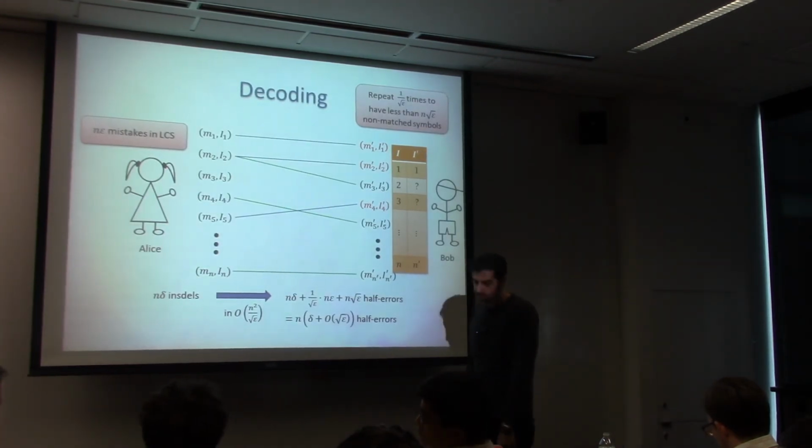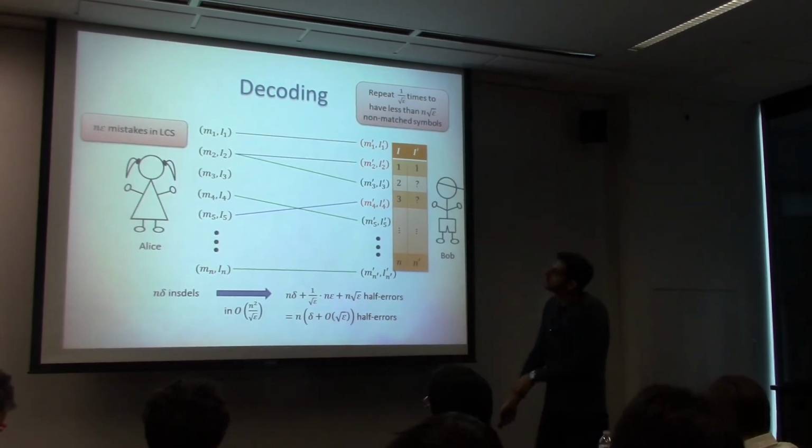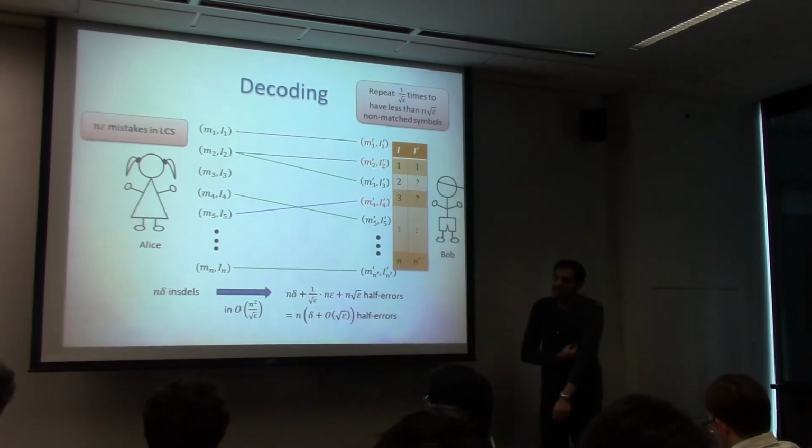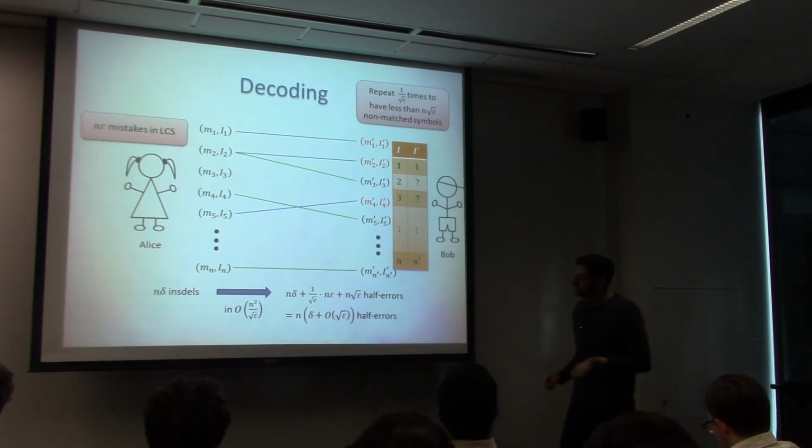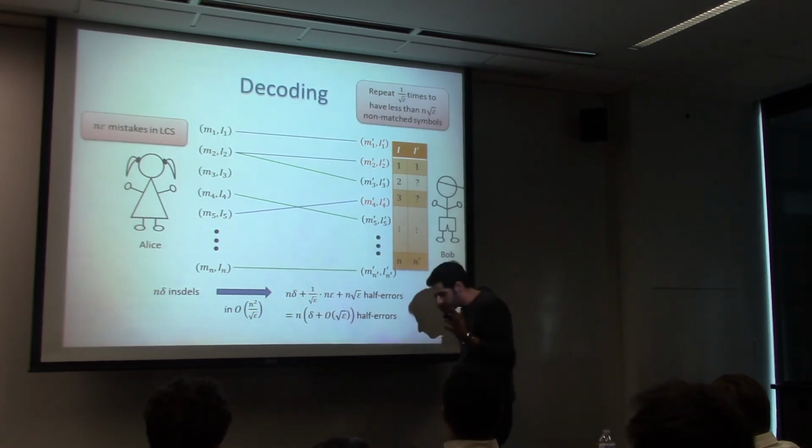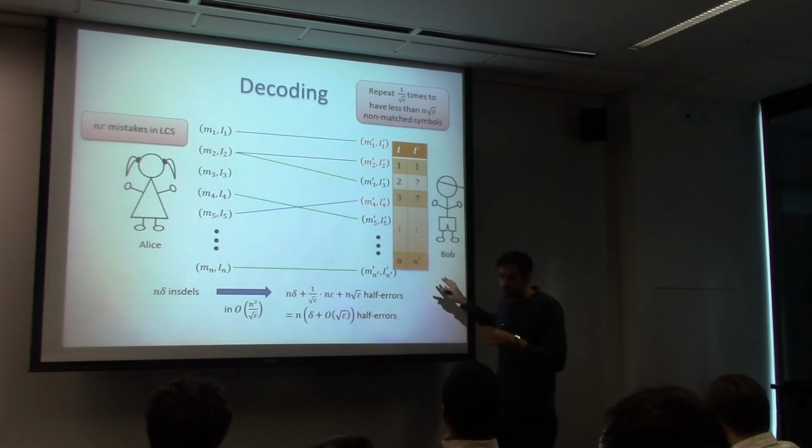Sorry, the definition of synchronization string said that for every substring, it must be dissimilar. Here you don't need that. I didn't see where you involved exactly that. So this is the simplest way of decoding synchronization strings, which works in quadratic time.